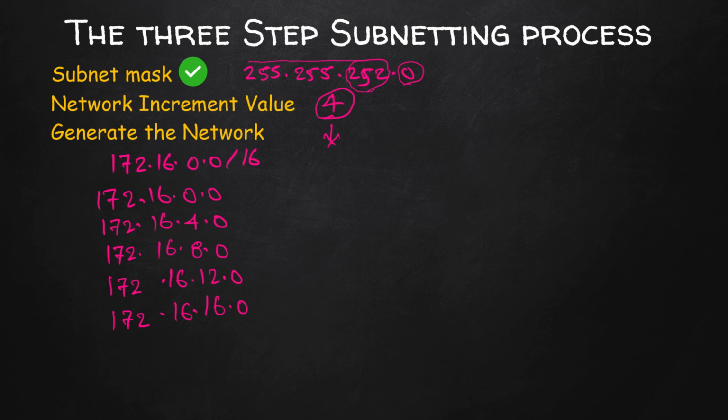And where would be the ending point? For each network there would be one starting point and one ending point, right? So this is the starting point. So how to find the end point, the end IP address of the network?